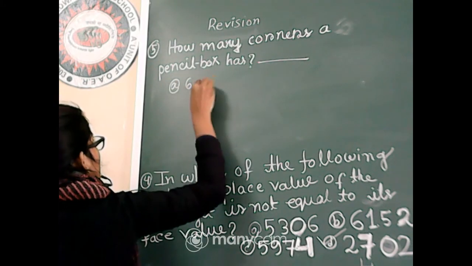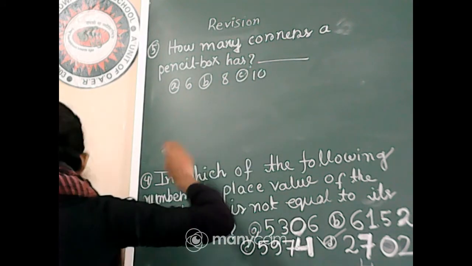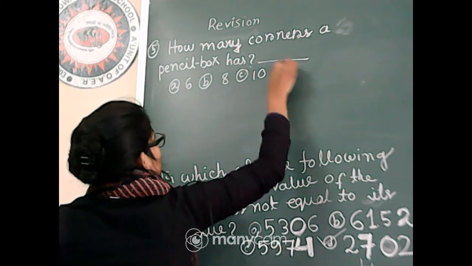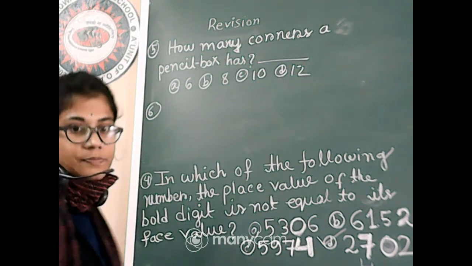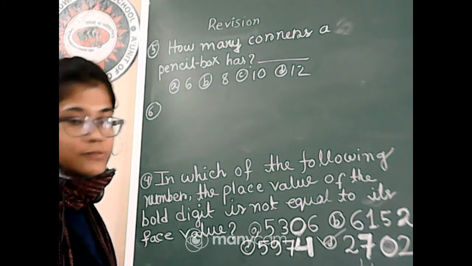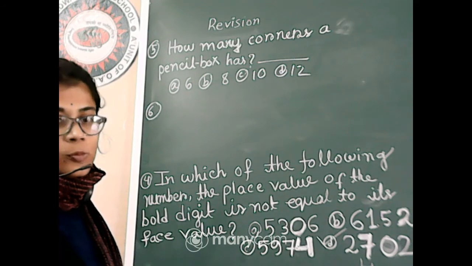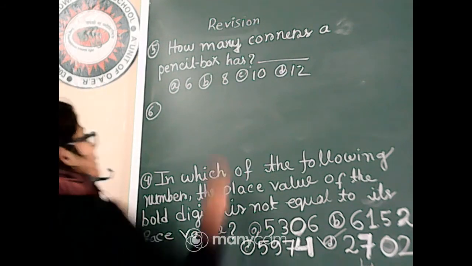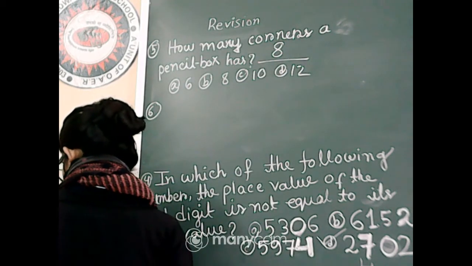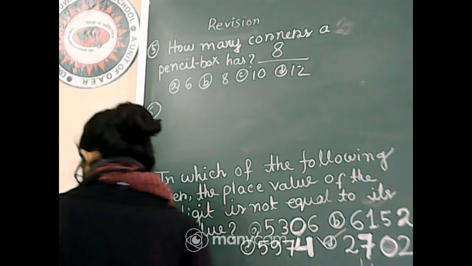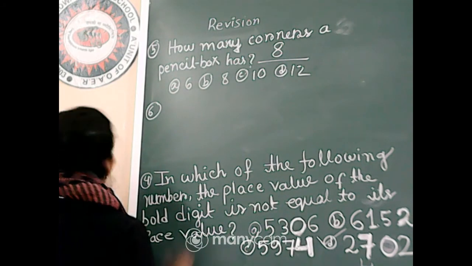Number B is 8. Number C is 10. And number D is 12. How many corners? 8. Very good. Because the shape of a pencil box is a cuboid. So it has 8 corners. Very good. Now, the next question.